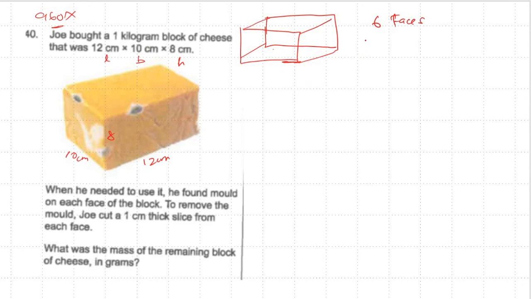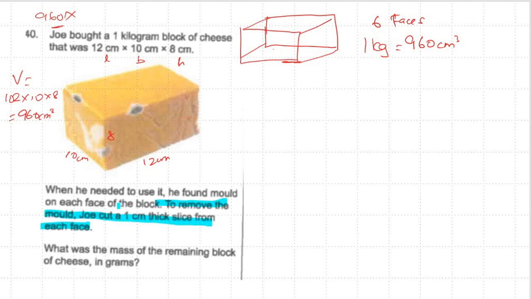I want to know that 1 kilogram of cheese has the volume of this. So what is the volume? When I do the multiplication, the volume equals 12 times 10 times 8, which gives me 960 centimeter cubed. But then it says that when he found moles, these are the moles on it, and then he has to remove the mole and cut a 1 cm thick slice of each face.